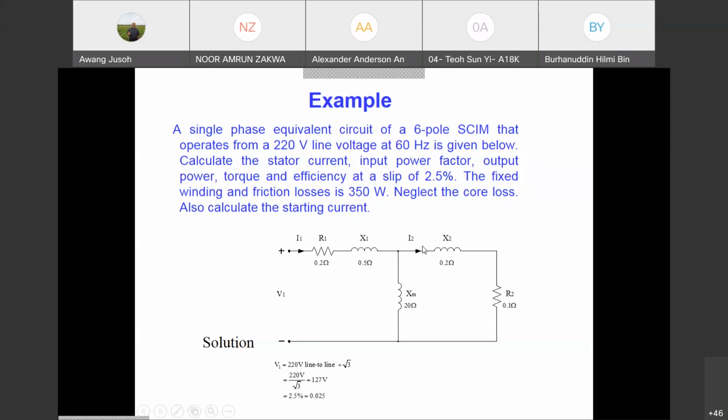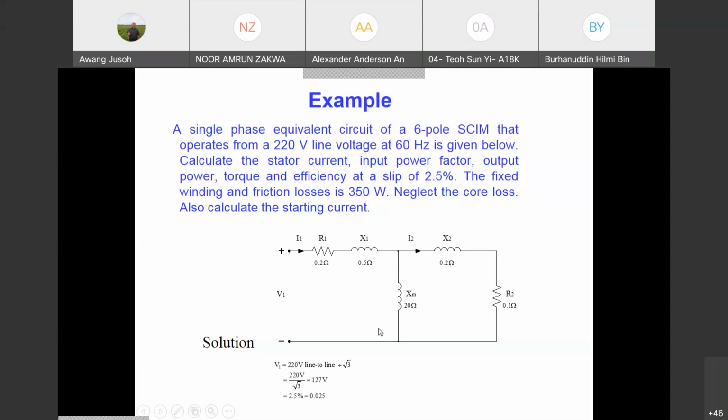Then X2, XM. Okay, they give different values as X1 and X2, 0.2 and 0.5. But normally we say same. But in the evaluation, we put different values so that you can calculate. XM, R1. This is stator current. This is stator voltage. This is rotor current.